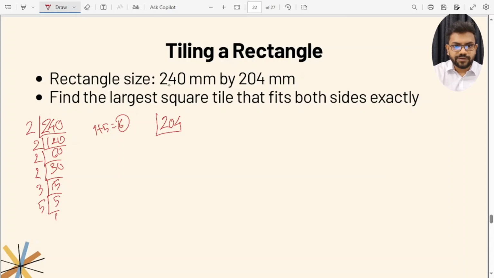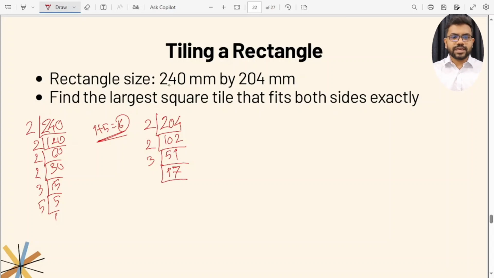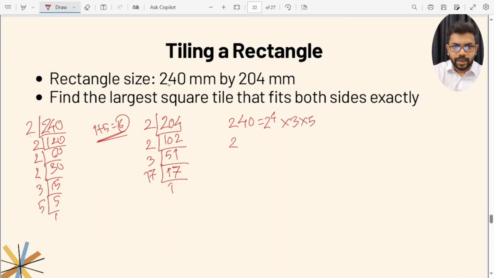Likewise, if you do the prime factorization of 204, it is divisible by 2 because it's an even number. Half of 204 is 102, divisible by 2 again, I get 51. Is 51 divisible by 3? Yes. So 3 1s are 3, 3 17s are 51. 17 is a prime number, so divisible by 17 only, you get 1. Okay. And if you write this in index form, you'll be writing 240 equal to 2 to the 4 times 3 times 5. And 204 is equal to 2 squared times 3 times 17.